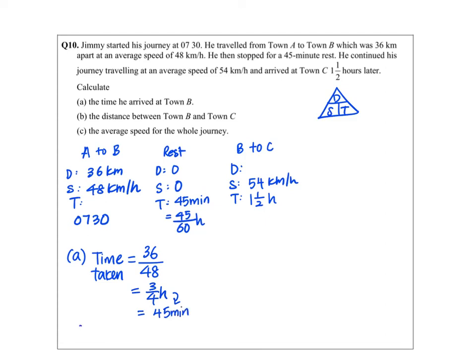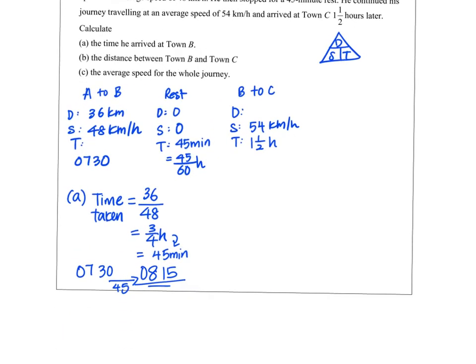And now I need to add 45 minutes to 7:30. So after 45 minutes, I can use my calculator to help me. 7 hours 30 minutes, you can press the special button, plus 0 hours 45 minutes, and that gives me the timing to be 08:15. So the time when he reached town B will be 08:15. Now let me shift this up so that I can write a quick statement. Okay, so this is the statement.